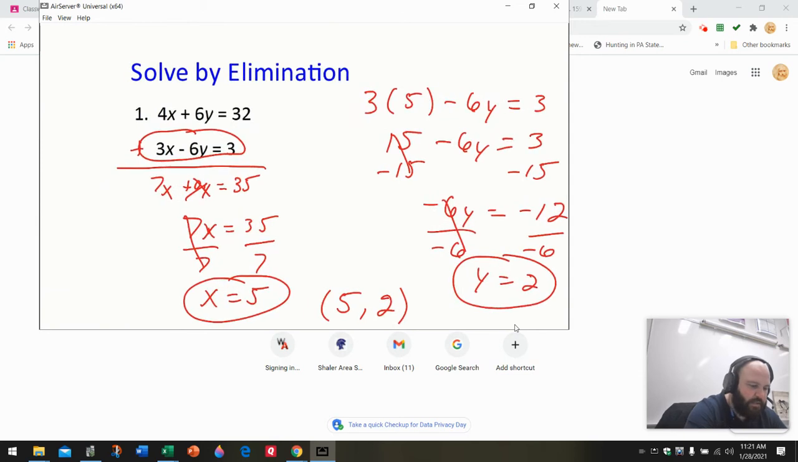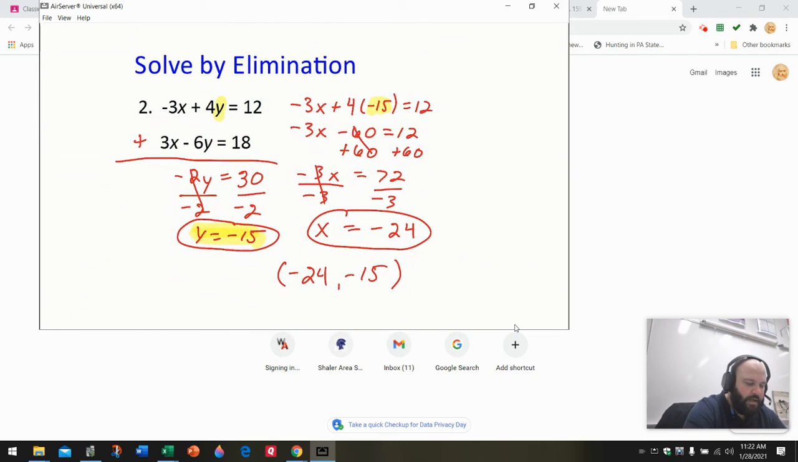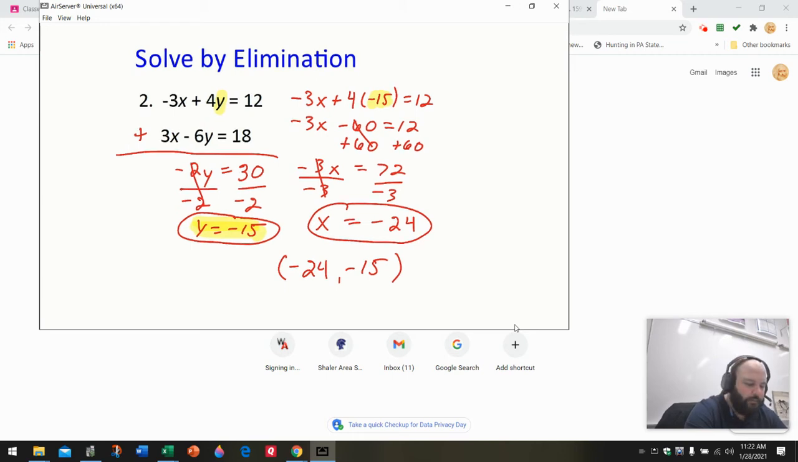So if you look in this first example that we did in the last video, you can see that the 6 and the -6 were very easy because they were opposites. So when we added them together, they canceled. Same thing here in this second example we did in the last video. The -3 and the 3 are already opposites. So when we add them together, they will cancel each other out.